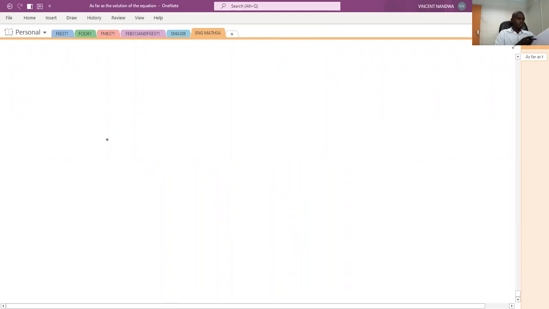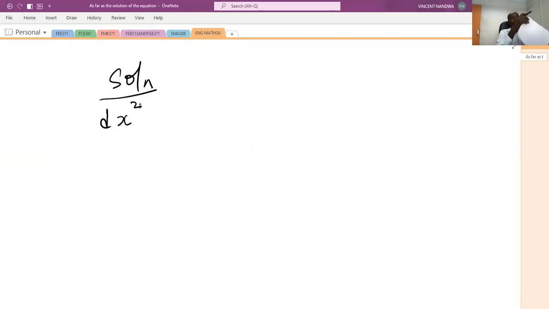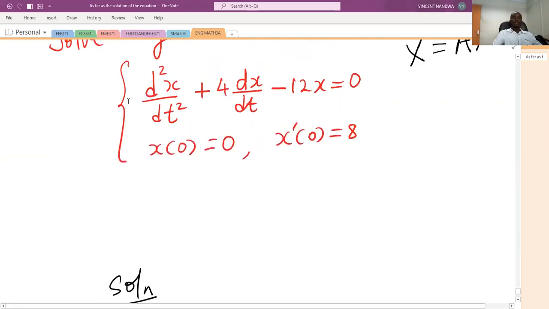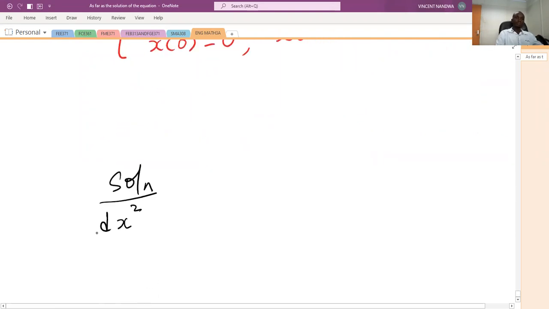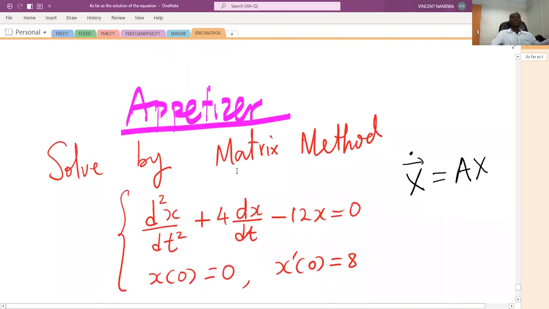So solution. We have d squared x dt squared plus 4 dx dt minus 12x equals 0. That's what we have been given in this problem.